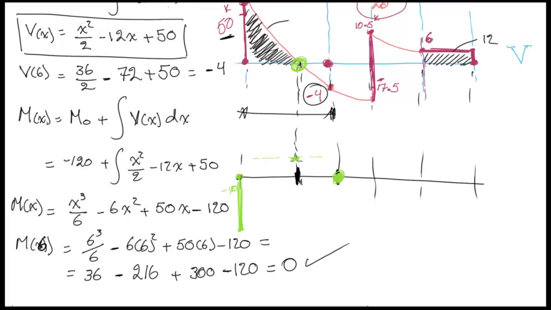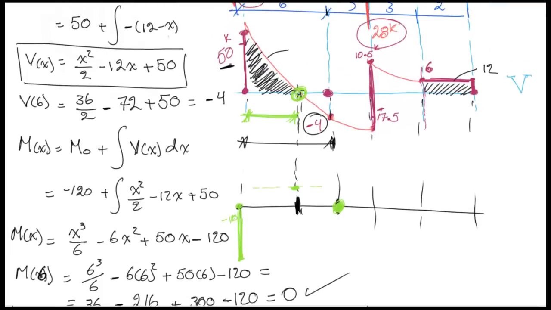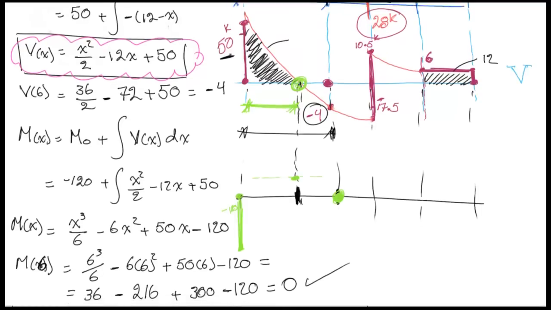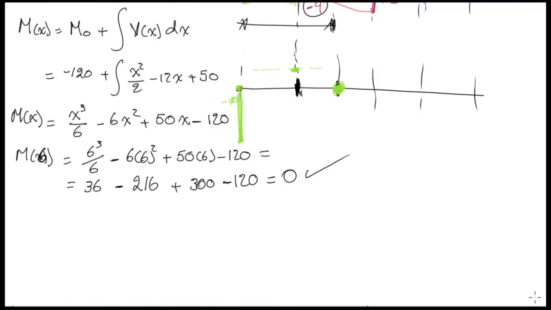For me to find this value, I need to know this distance. Okay, and how do I know this distance? This is where the shear is 0, right? So all I need to do now is take this equation and set it equal to 0 and solve for x. If you say V of x equals 0, meaning x squared over 2 minus 12x plus 50 equals 0, you will get two values. You will get 18.6 and you will get 5.36. So which one would you choose?